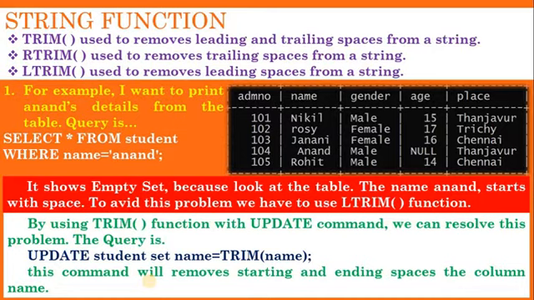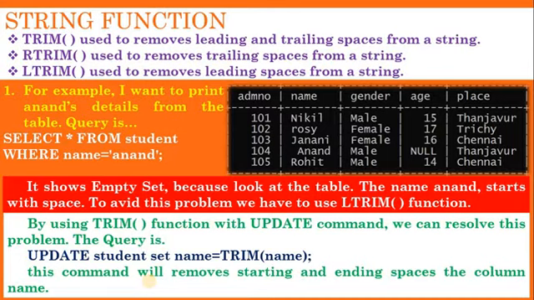The TRIM function is used to remove leading and trailing space from a string, which means it removes the space from the beginning and ending of the value. Okay, LTRIM means it removes the left side space, and RTRIM means it removes the right side space.